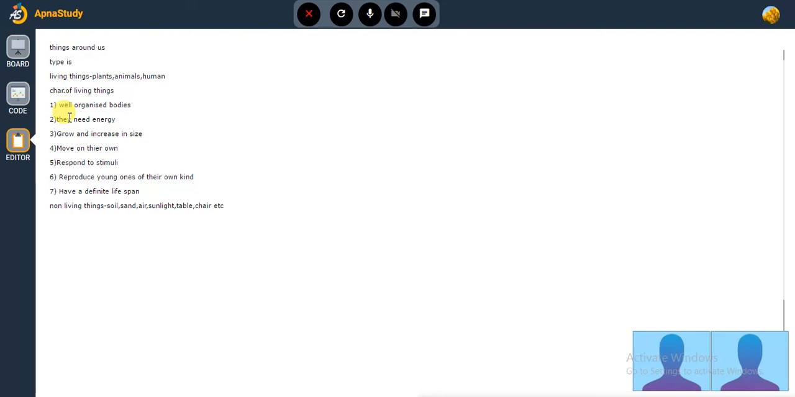Lastly, examples of non-living things are soil, sand, air, sunlight, table, chair, etc. So many examples are considered non-living things. You may see them around us, around here.